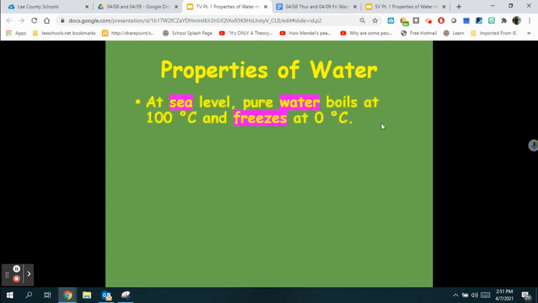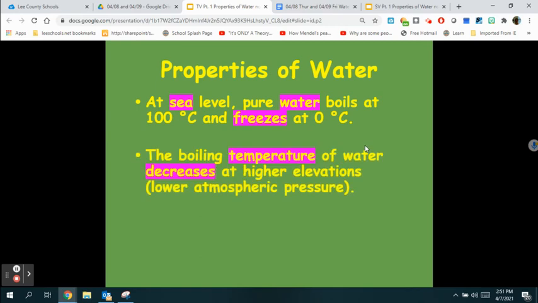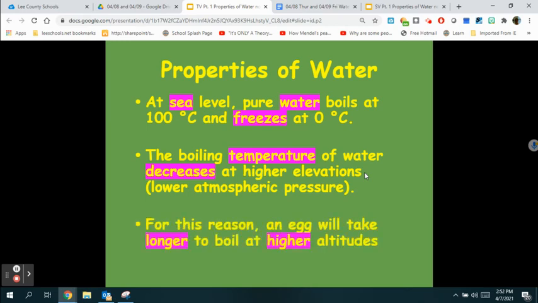Properties of water. At sea level, pure water boils at 100 degrees Celsius and freezes at 0 degrees Celsius. The boiling temperature of water decreases at higher elevations because there's lower atmospheric pressure. For this reason, an egg will take longer to boil at higher altitudes.